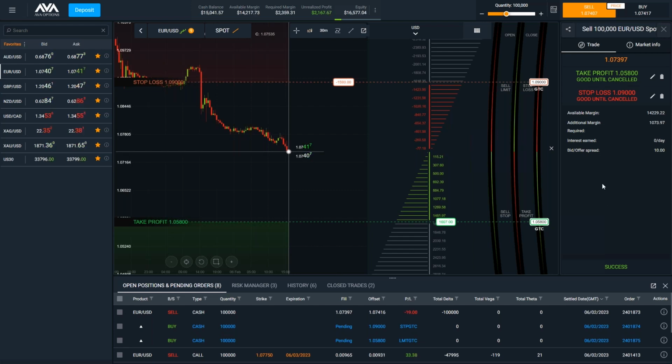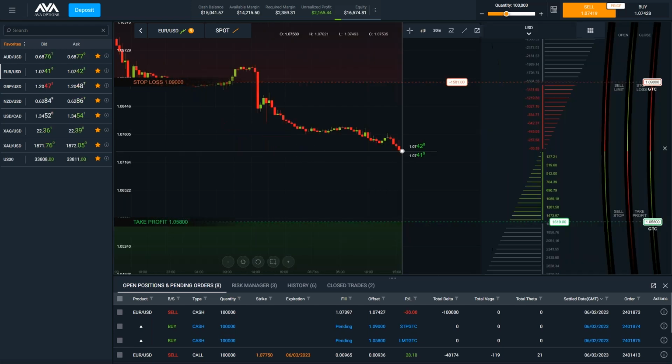In this execution panel, it shows me what my available margin was, what additional margin is needed for this trade, how much interest is earned on this trade, if there is any, and what my bid-ask spread would be. So I can close that, and let's move on.